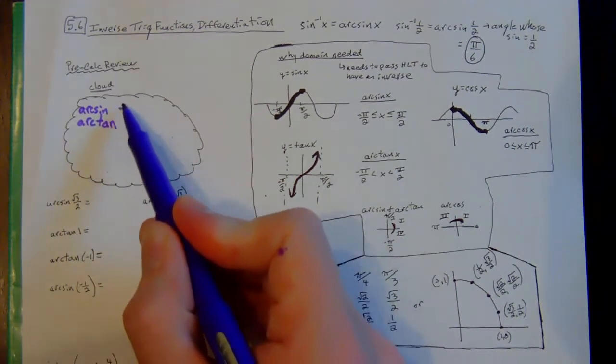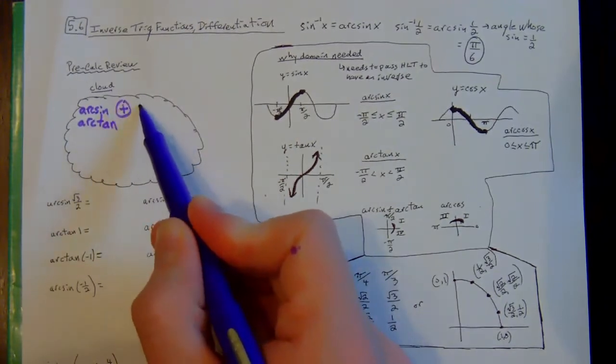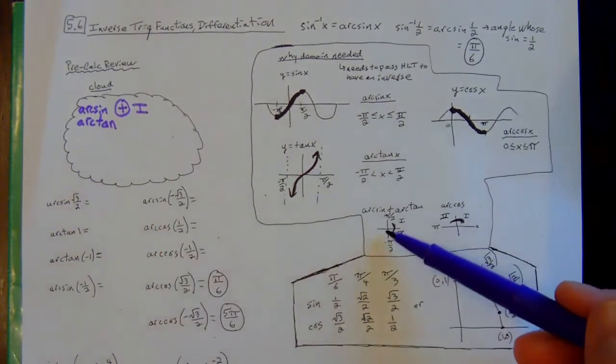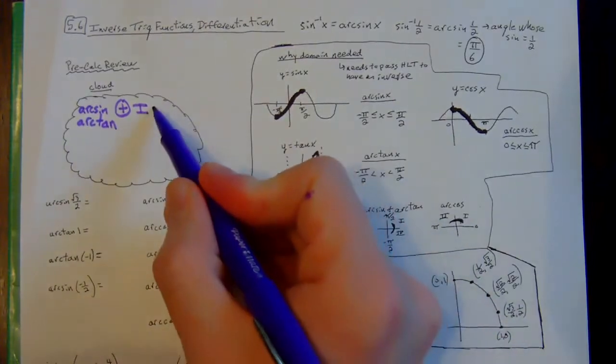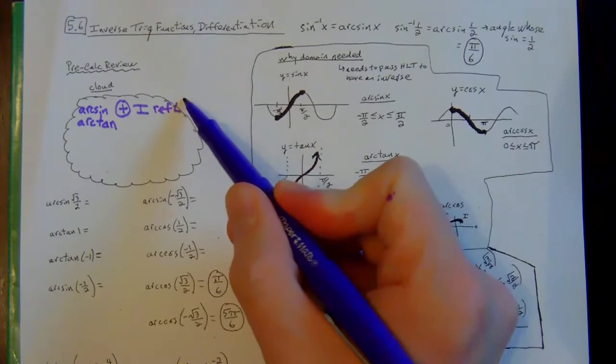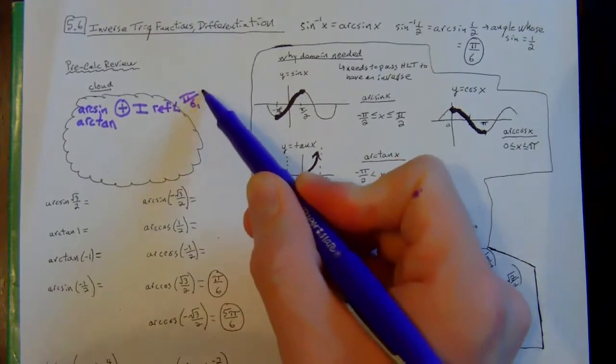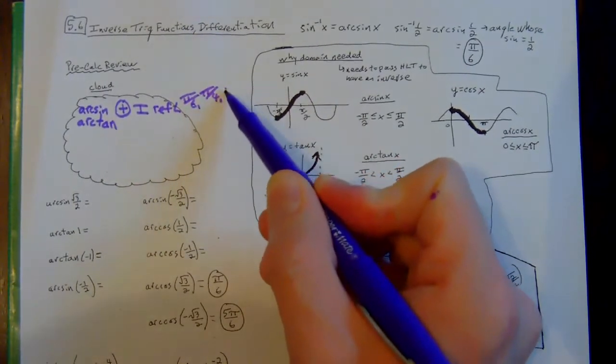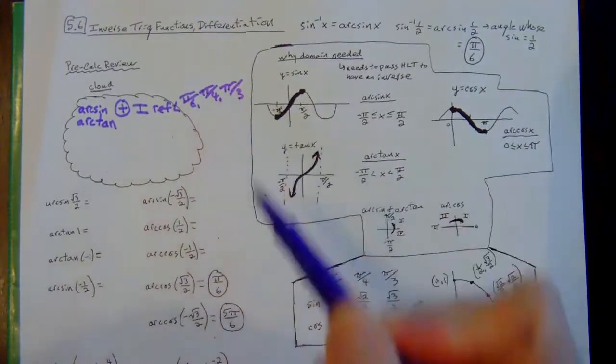So if that number is positive, your answer will come from this quadrant 1 area, and your answer is always going to be whatever your reference angle is, which means your answer will always be the pi over 6, pi over 4, or pi over 3 every single time.